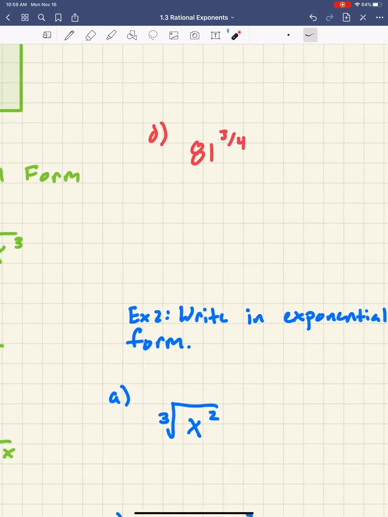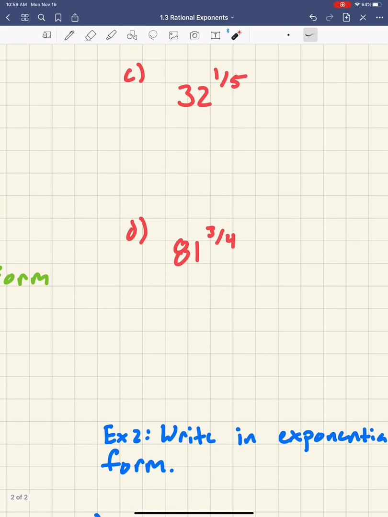Keep it going here. Going to letter C, we've got 32 to the 1/5 power. Again, I'm going to use that pattern to turn into radical form. So the 5 goes to the front. So we get the 5th root of 32 to the 1st power. And now from here, we're trying to break this down. So I'm going to do 16 and 2.